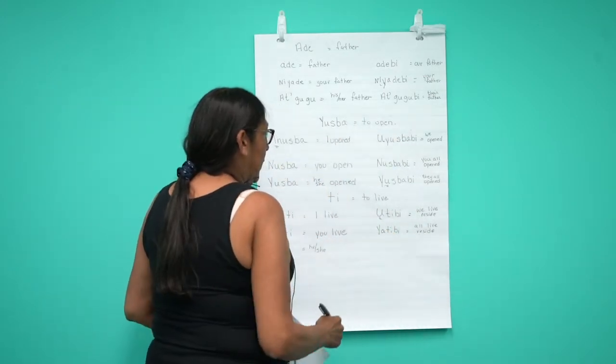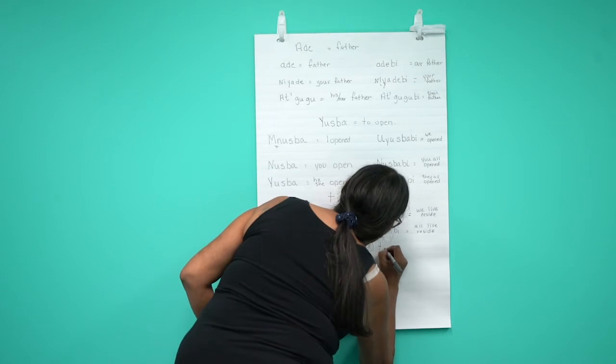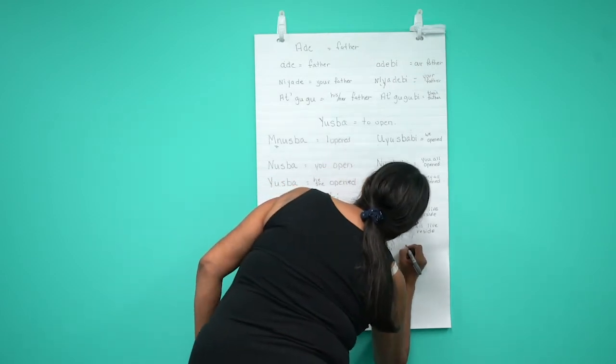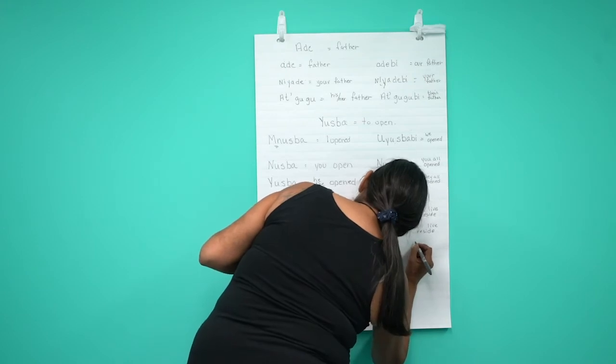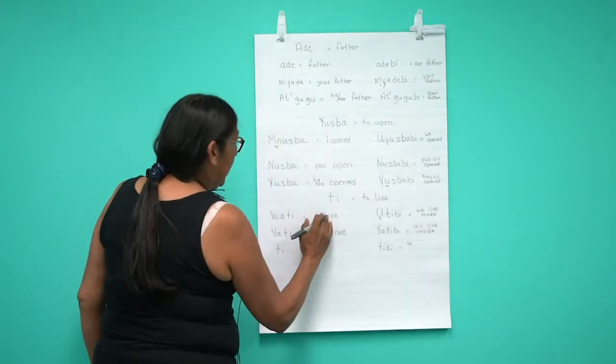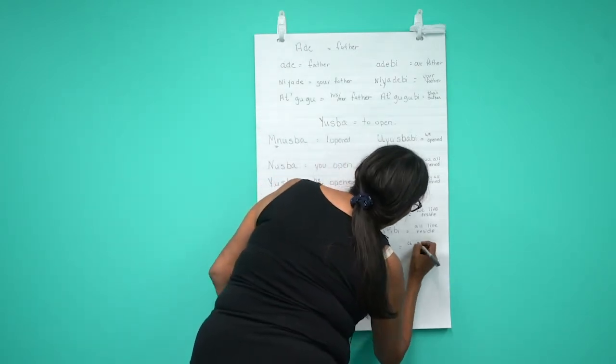Ya TB. And then TB, this is they all again. Some of them work out like I said, and then there's some that don't, so I can't really say that. And this is they all reside.